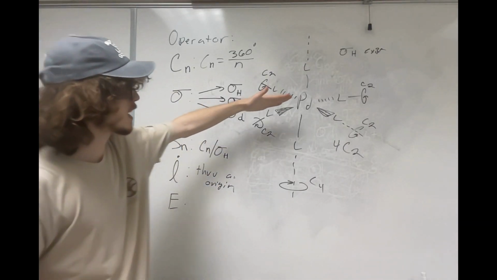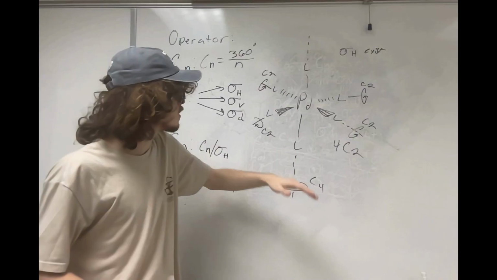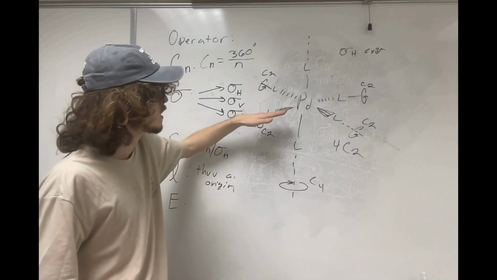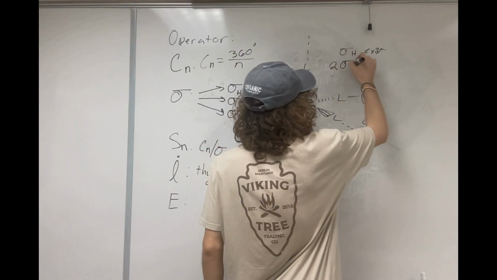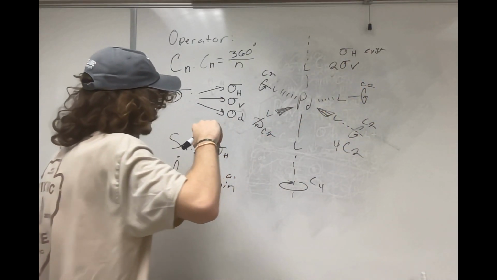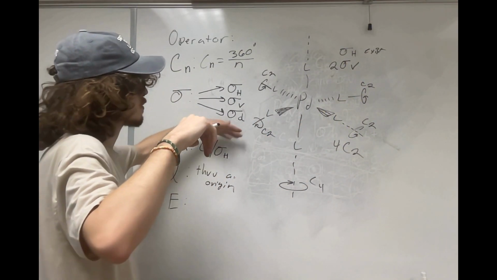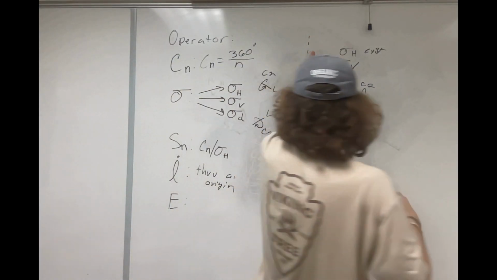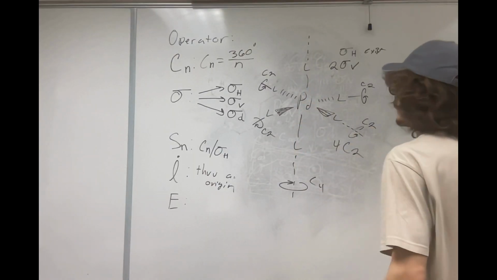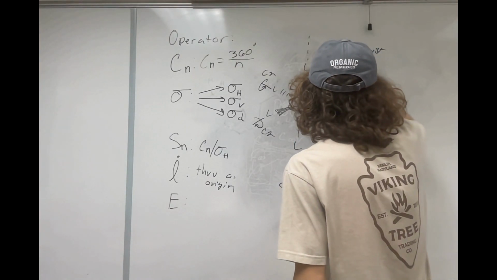Sigma v exists because we have these two planes that go through the axes. So there's 2 sigma v. Sigma d also exists. We have one that goes through like this, and we have one that's going through like this. So there's 2 sigma d.